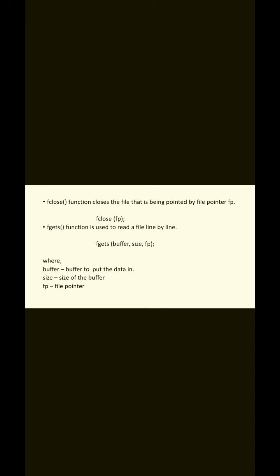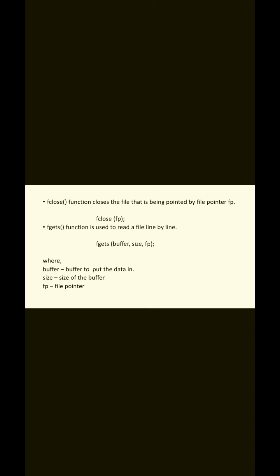For closing a file, we use the fclose function. The fclose function closes the file that is being pointed to by the file pointer fp. fclose(fp). This is how we write in a C program to close the file.